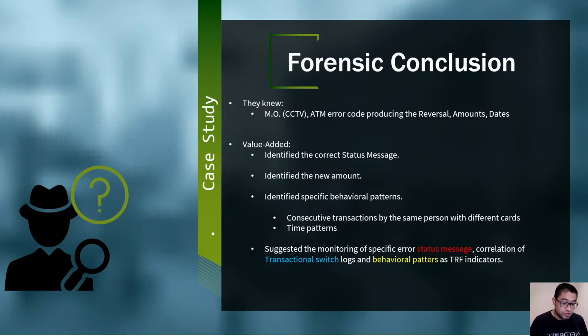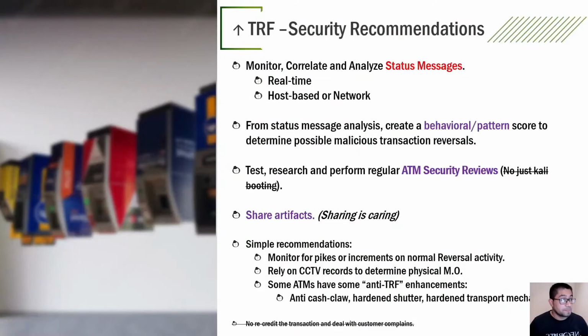So at the end, my recommendation for this financial institution was to monitor that specific error that I gave them, that specific status message that was working for them, to correlate these transactional switch logs with the journal logs, and to analyze and use some behavioral patterns as triggers for transactional reversal fraud indicators.